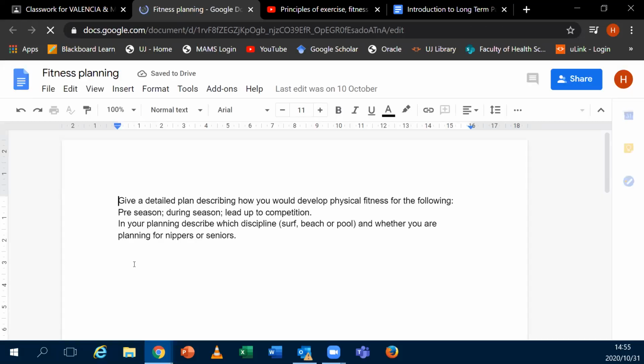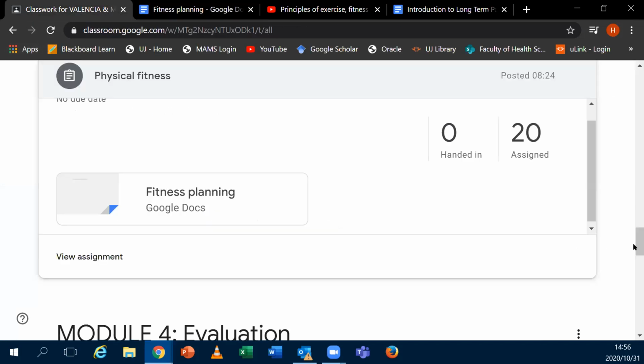And what I've done there is just asked for you to give a detailed plan of how you would develop physical fitness for the following: pre-season, during season, lead up to competition. And then in your planning, you can describe what discipline and whether you're planning for nippers or for seniors. So, you've all, I think, probably started your season now. So you can just now put in your plan for the season that you have for your particular group of athletes that you are taking through to nationals next year. Okay, so that's the assignment for the fitness.